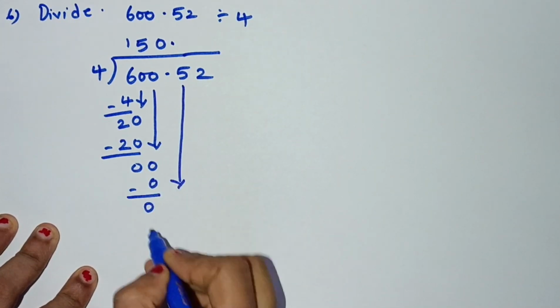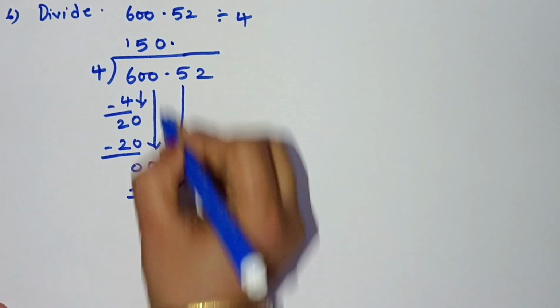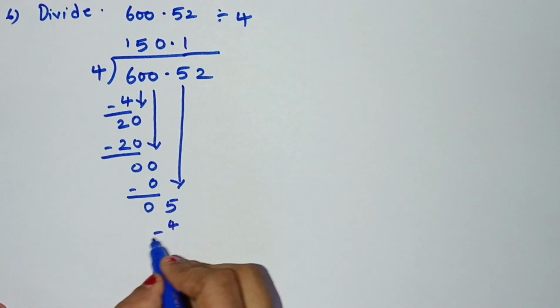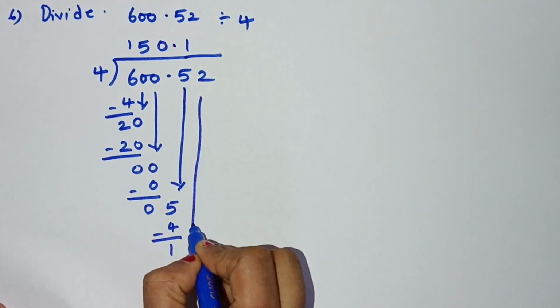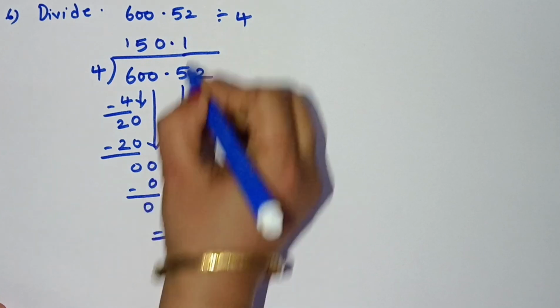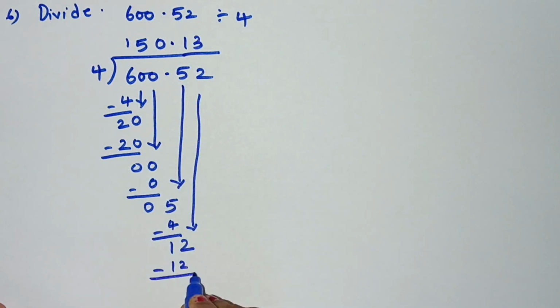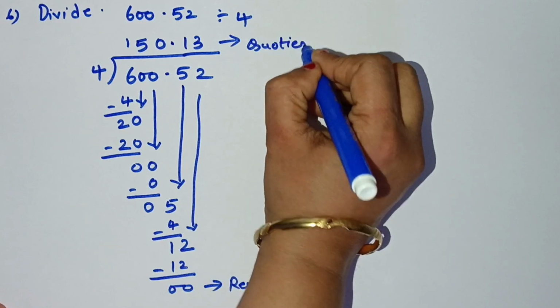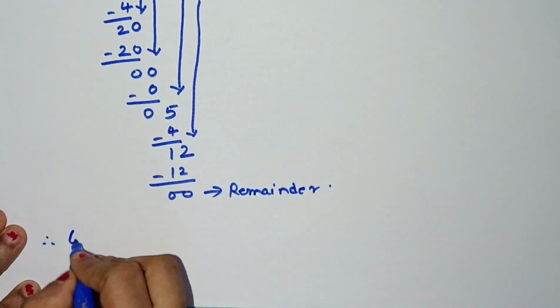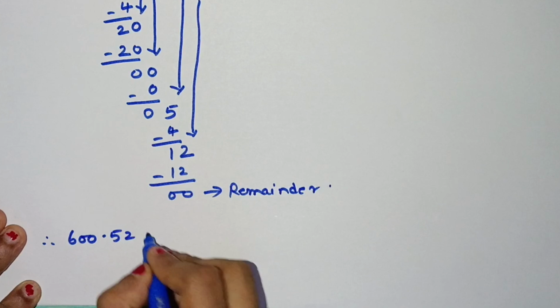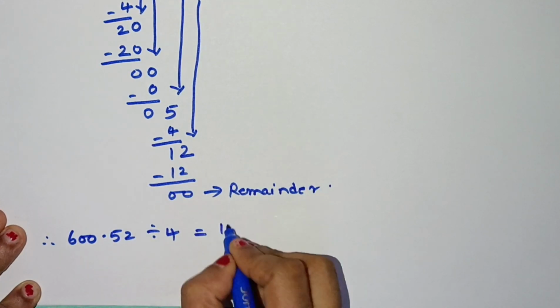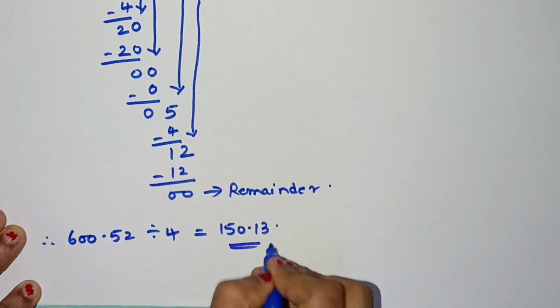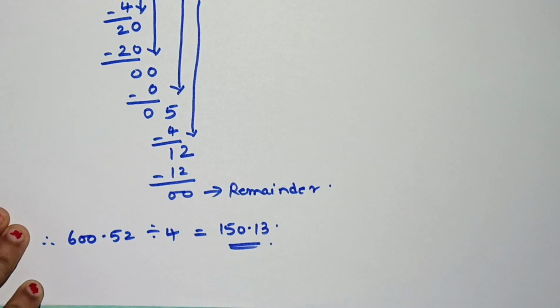Now bring down the 10th place, that is 5. 4 ones are 4. Bring down the 100th place, that is 2. 4 threes are 12. So your remainder is what? Your remainder is 0. And the quotient is what? The quotient is 150.13. How to write the final answer? Divided by 4 equals 150.13. So this is your final answer.